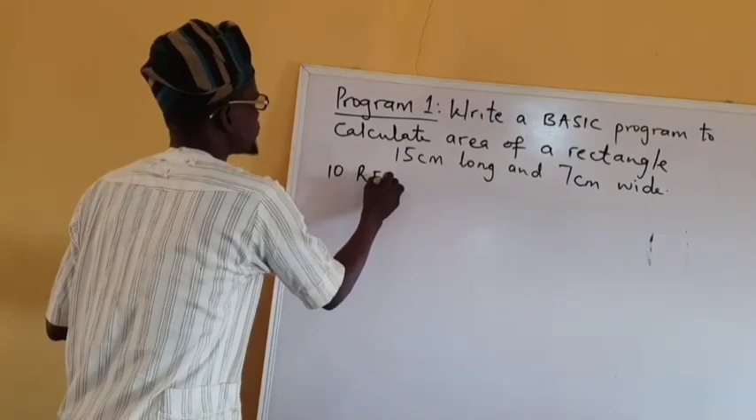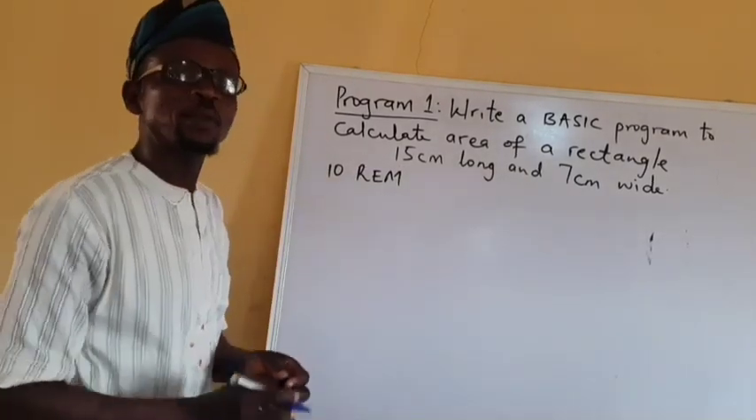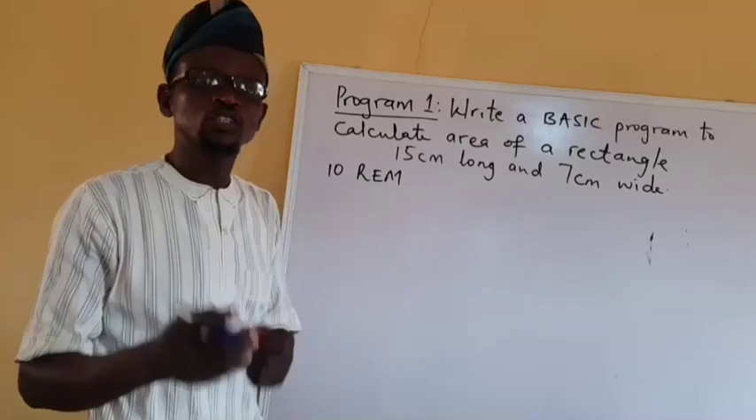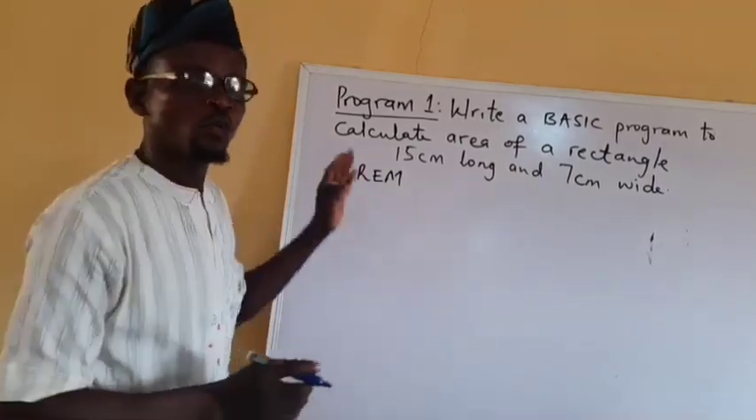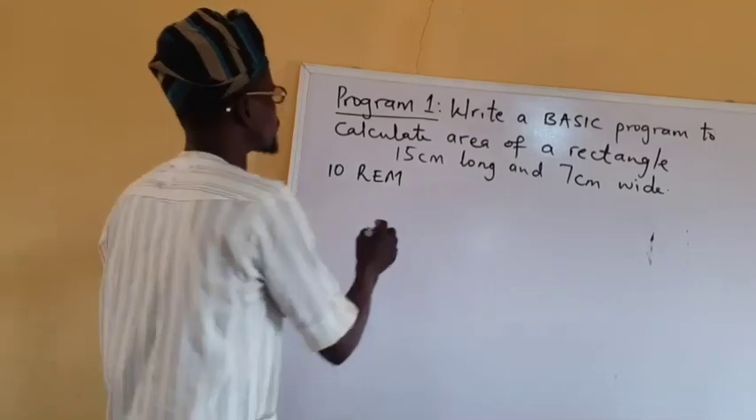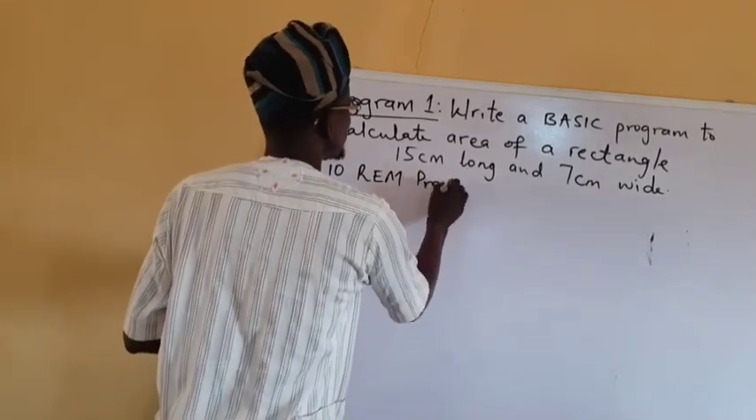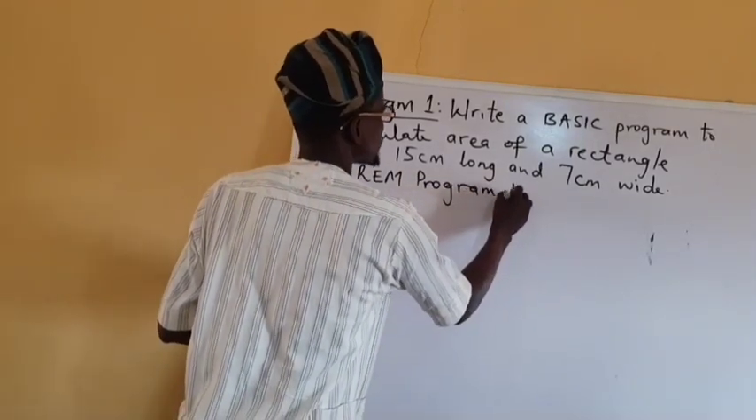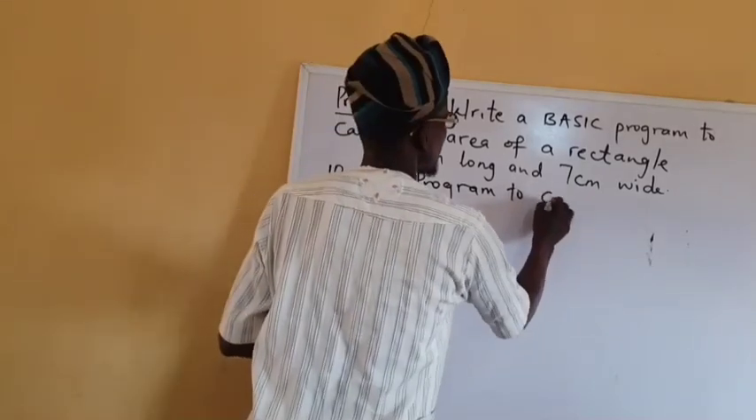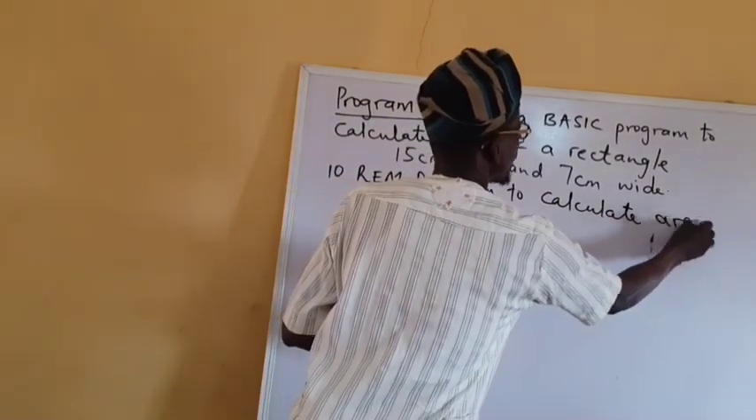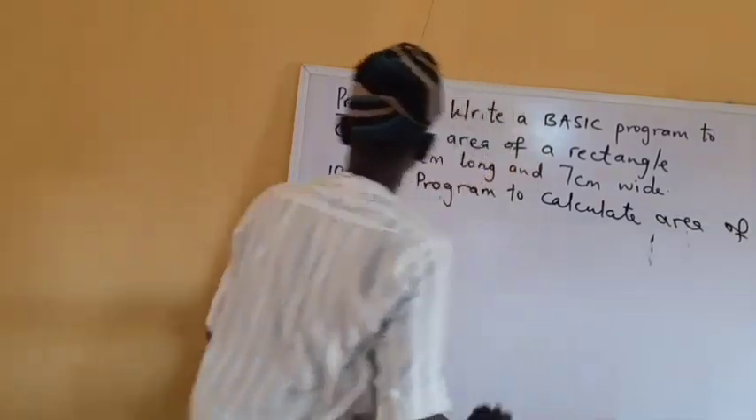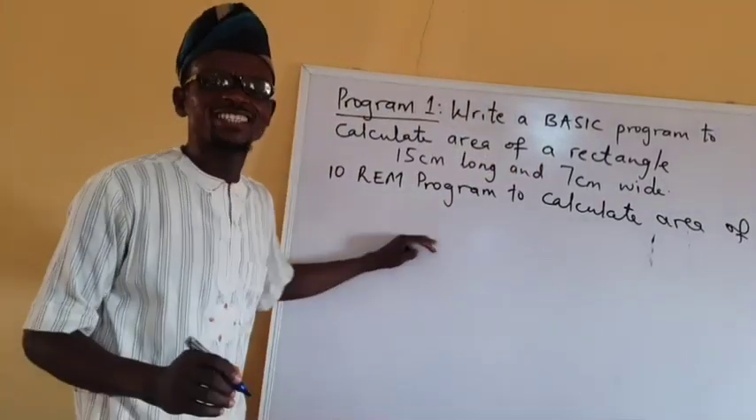Rem. Rem is a basic statement that we use to give remark in our programming. So what remark do I want to give here? I'll just say program to calculate area of. I want to write the next statement.